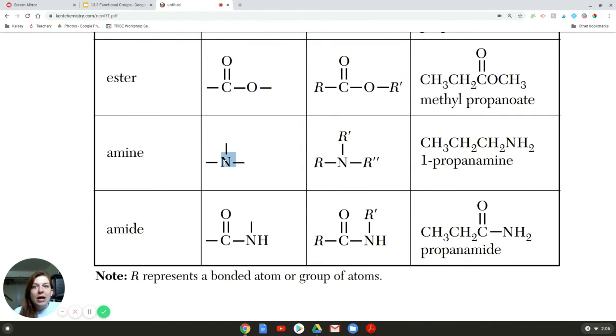nitrogens that are inside of the chain. So here we have a nitrogen on the end. That's why it's getting a prop. And the entire ending is amine. So we have prop for our 3 carbons. 1, 2, 3. This "an" right here is for the single bonds between those carbons. And then amine is telling us that we have a nitrogen in here.